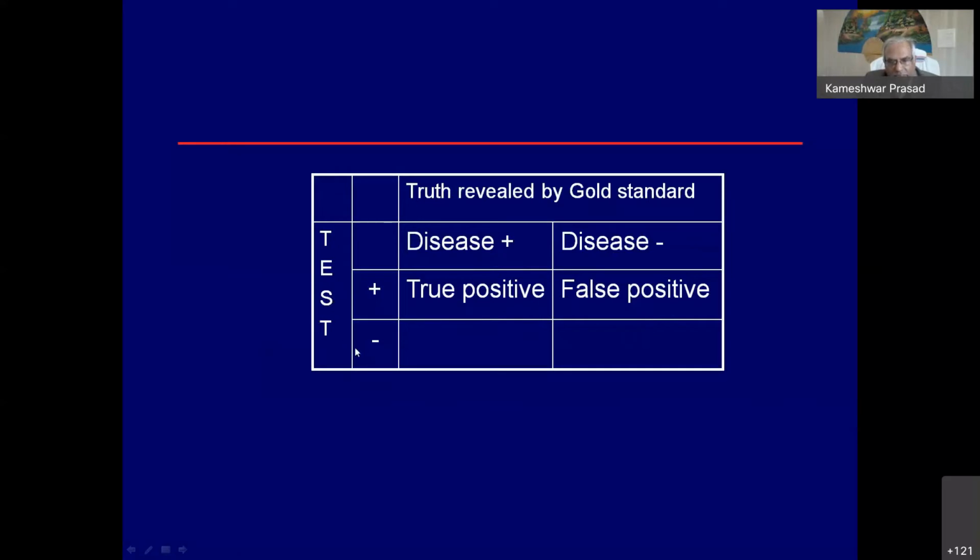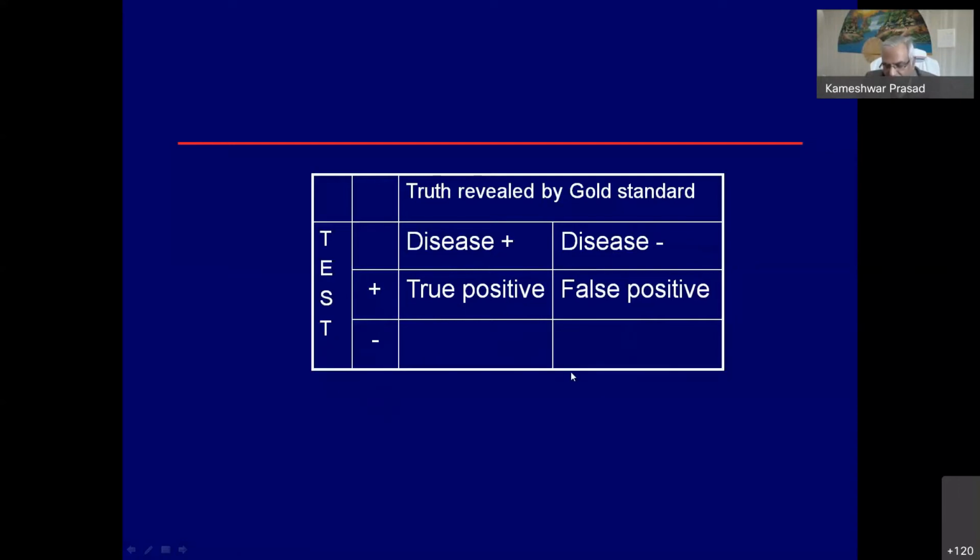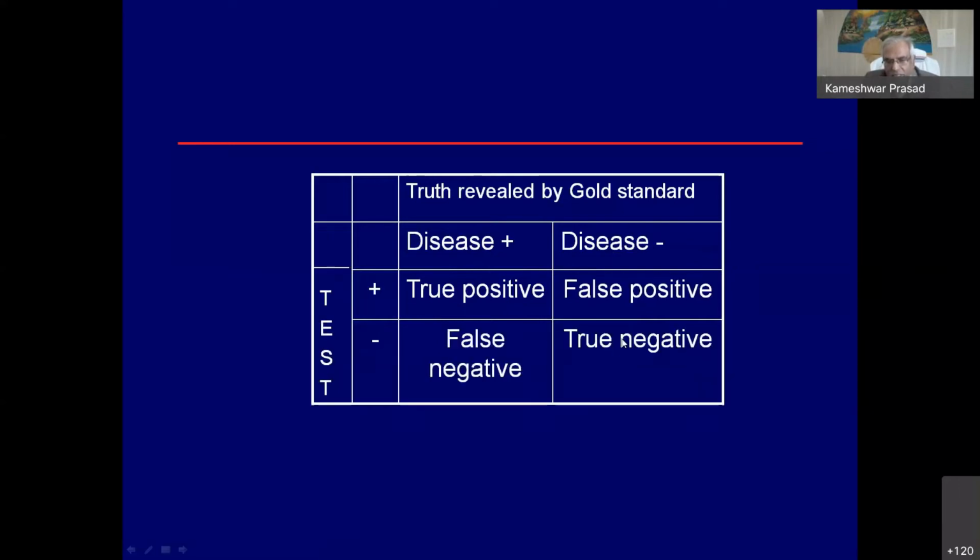If test is negative, but disease is present, so this is false negative, because it should have been positive, but it is negative, so it is false negative. If disease is absent and test is also negative, that we call true negative. So this every medical student knows, every resident knows. There should be no problem in understanding this. These are the various results of a test: true positive, false positive, false negative, and true negative.